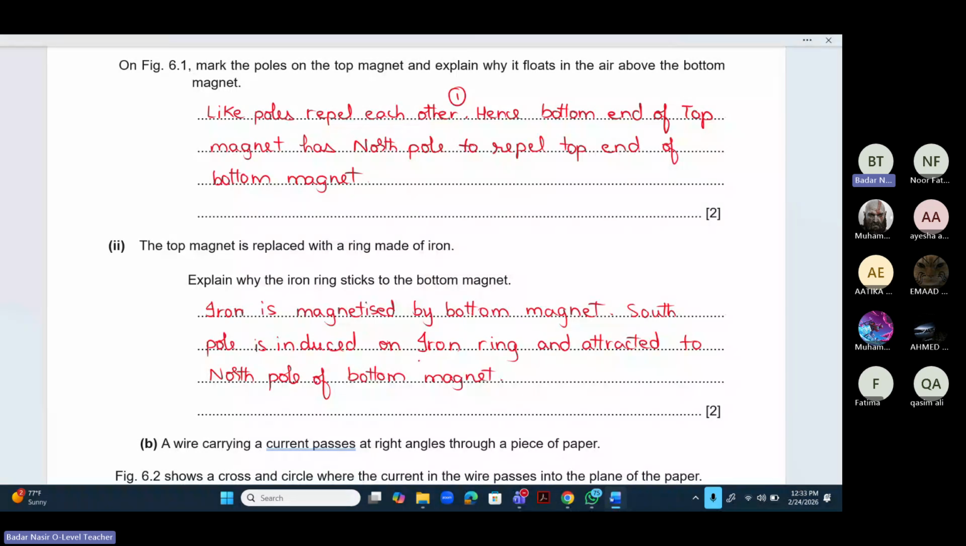So this is for 2 marks. 1 mark if you write the iron has been magnetized, and the other mark is the south pole is induced on the iron ring and attracted to the north pole of the bottom magnet.